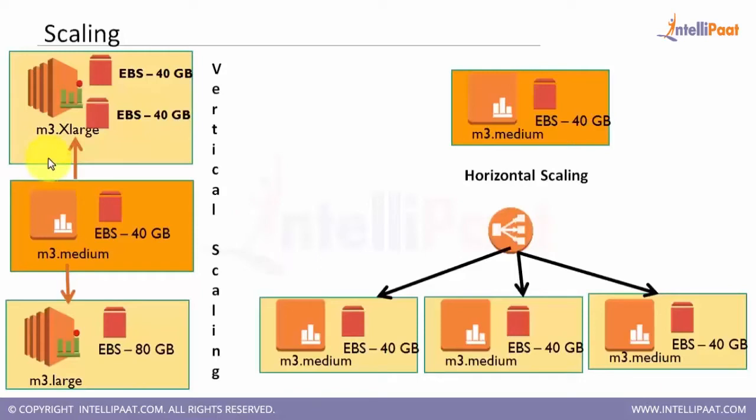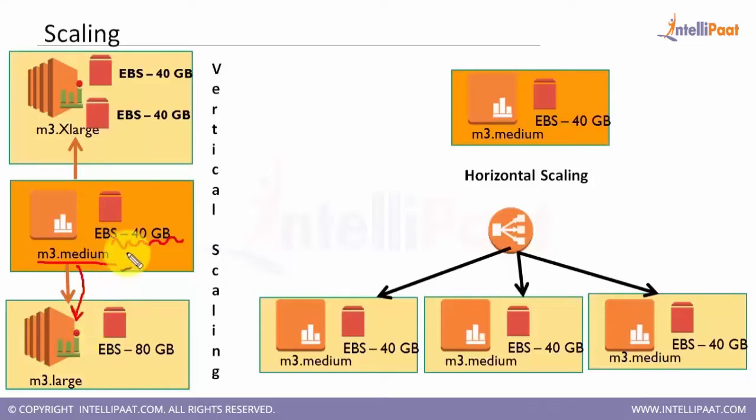Suppose you have an M3.medium instance size and you have an EBS root volume of 40 GB attached to it. Now if you want to increase the capacity because your load is increasing, one way is to change the size from M3.medium to M3.large. To change the size you have to stop the instance and then change the size, provided this is an EBS-backed instance.